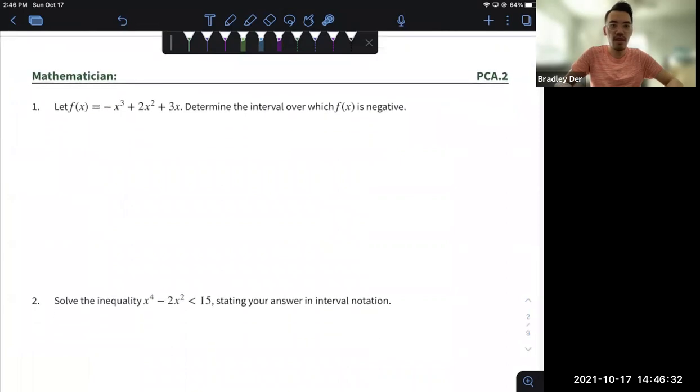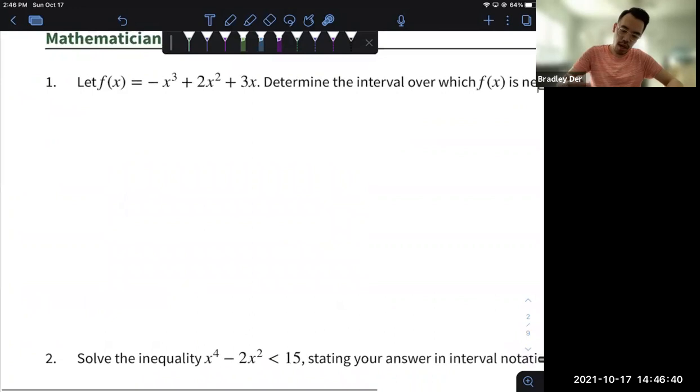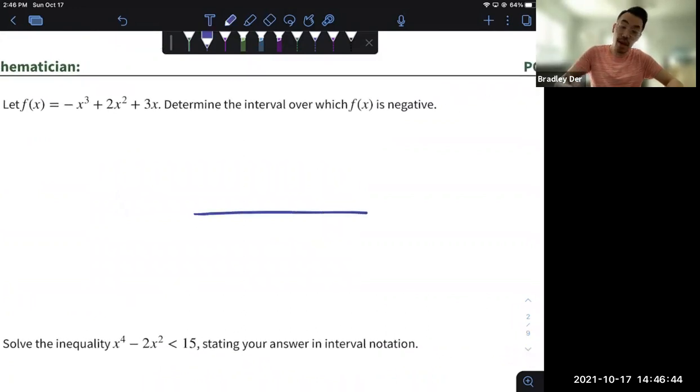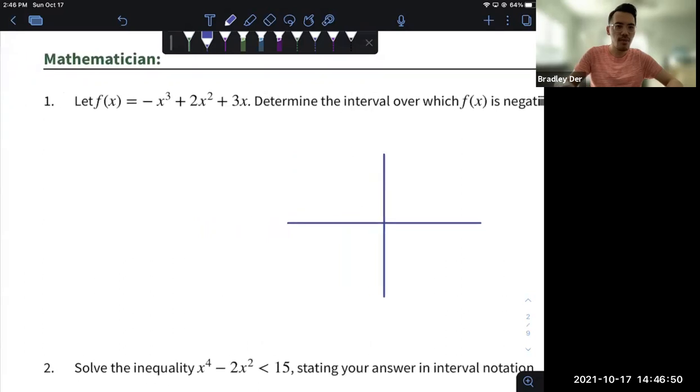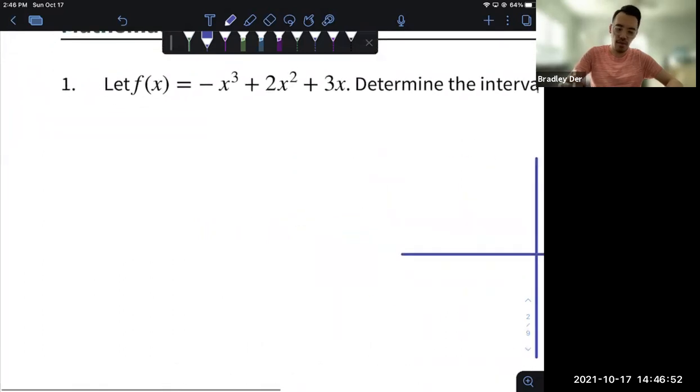Let f of x equal -x cubed plus 2x squared plus 3x. Determine the interval over which f of x is negative. All right, so I definitely will want a set of axes so I can get some graphing going on like we did with the previous problems. But you'll also notice that this function is in standard form, not super conducive to graphing. We like to graph out of factored form, but I think that would just mean that we need to get it to factored form, right? So let's see what we can do with this function.